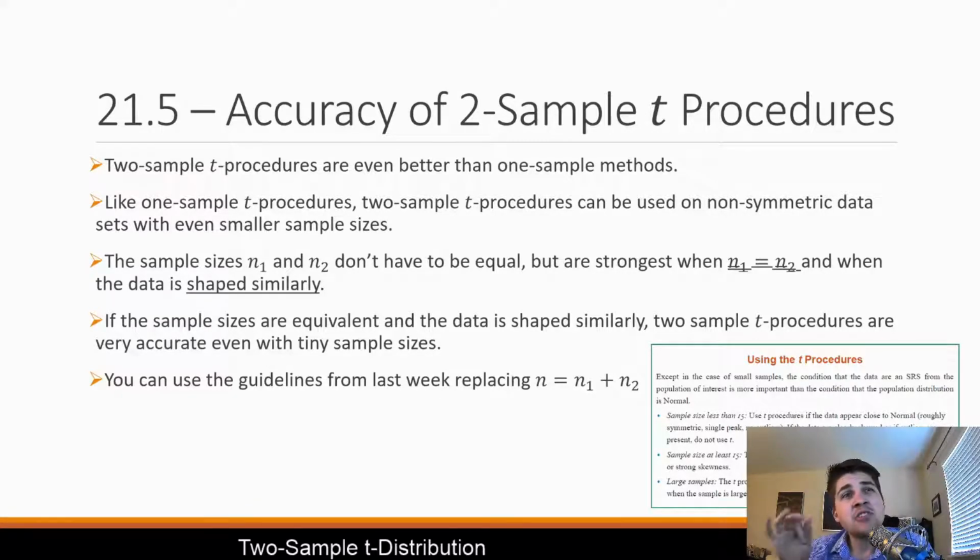And lastly, I mentioned that the sample size does not have to be the same between your two individual pools, but it's stronger when they are equal. It will be the best if the data is similarly shaped between the two groups. If the data is very different and they're different sizes, it will be less accurate.